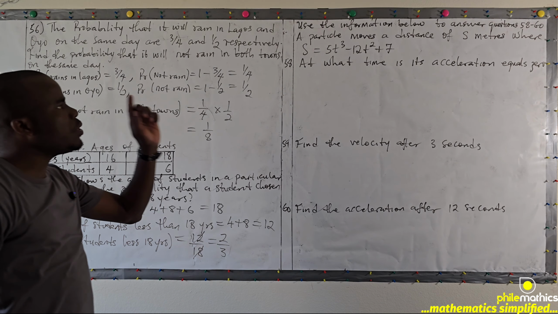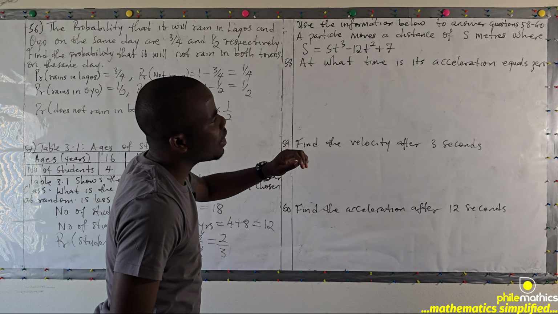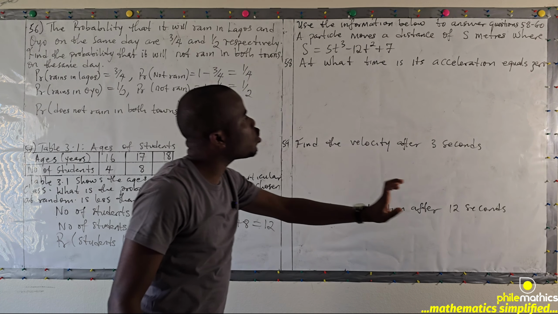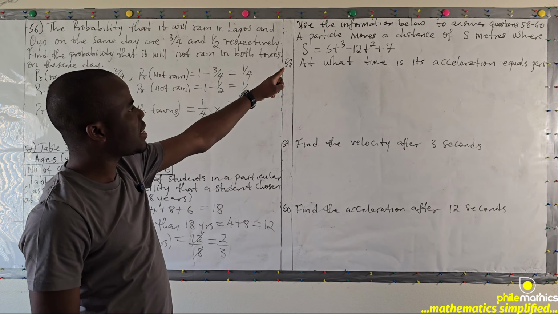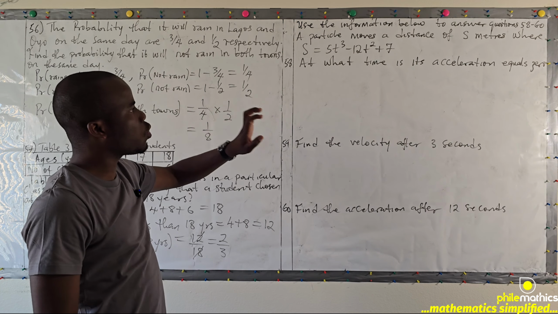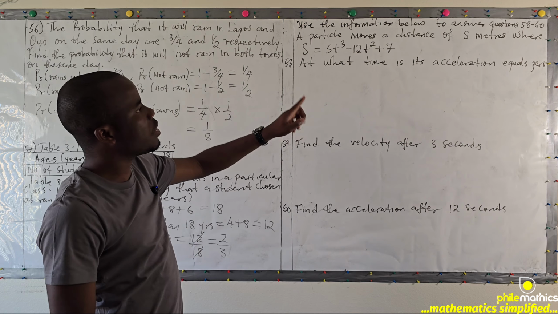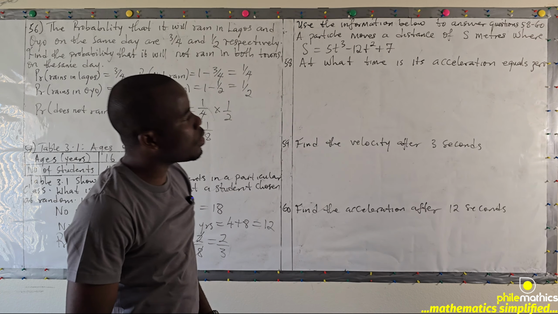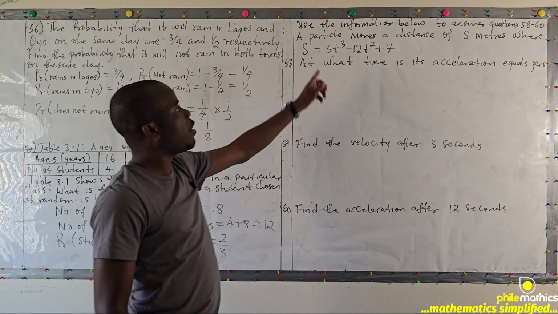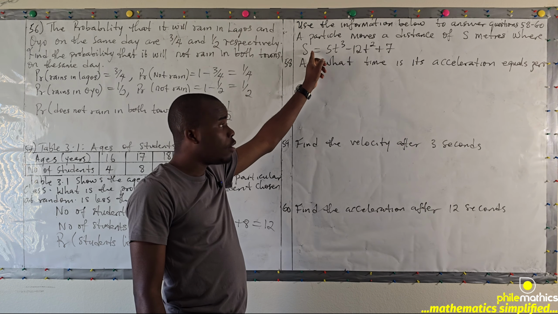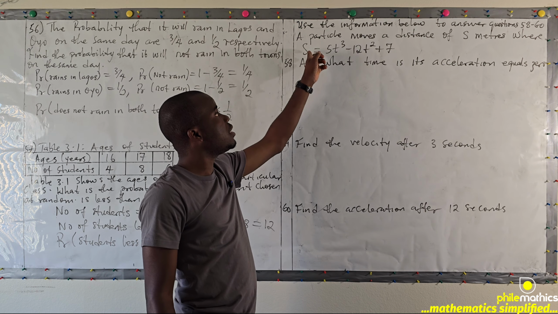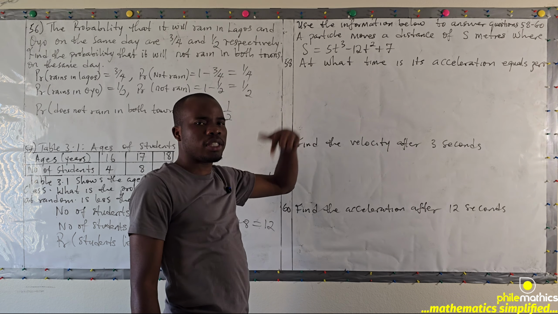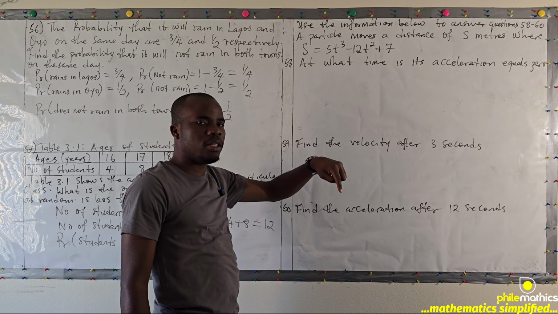The next question says, use the information below to answer the questions 58 to 60. A particle moves a distance of s meters where s is 5t cubed minus 12t squared plus 7. This is the distance. At what time is the acceleration equals 0? Remember, if you want to get velocity from distance, you simply differentiate this distance with respect to t. And if you want to get acceleration from velocity, you differentiate the velocity with respect to t.